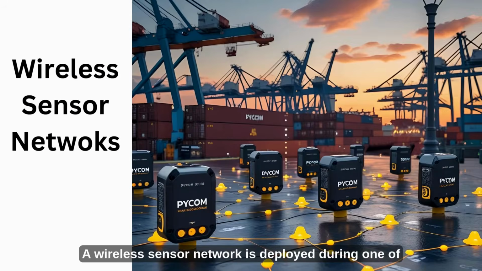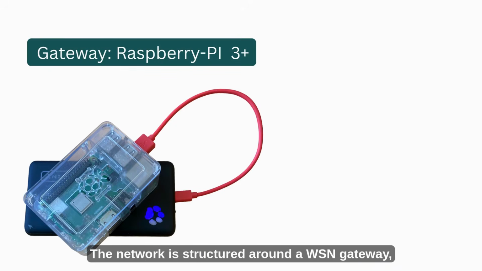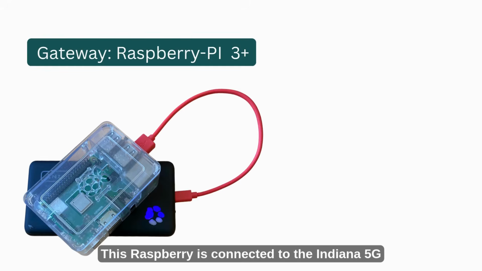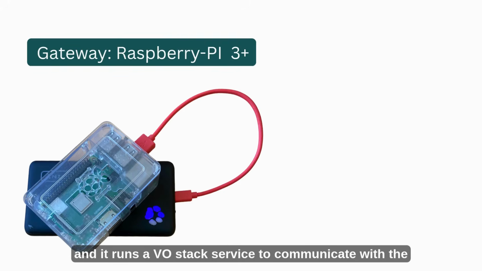A wireless sensor network is deployed during one of our sub-scenarios by the Summit XL robot. The network is structured around a WSN gateway, based on a Raspberry Pi 3 Plus. This Raspberry is connected to the Indiana 5G gateway, and it runs a VO stack service to communicate with the sensor nodes.